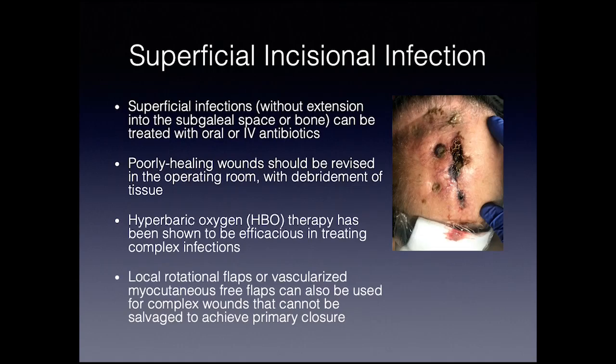Most infections that are isolated to the superficial skin can be treated with antibiotics alone. However, wounds that are poorly healing and those that do not show good approximation may require debridement and wound revision in the operating room. In patients with difficult to treat, poorly healing wounds, hyperbaric oxygen has shown promise in helping these incisions heal. However, in patients with large defects that cannot be repaired primarily, local rotational flaps or vascularized myocutaneous free flaps may be necessary.